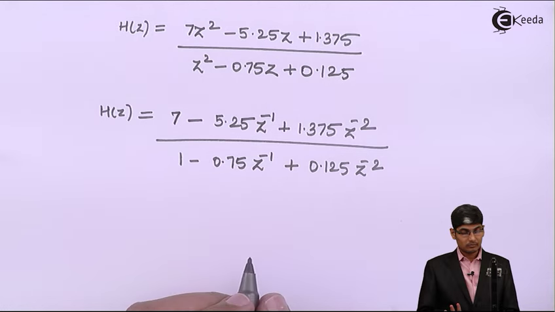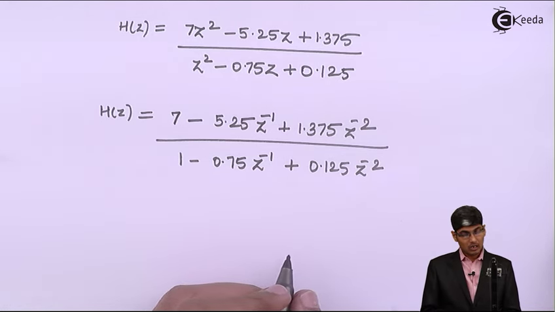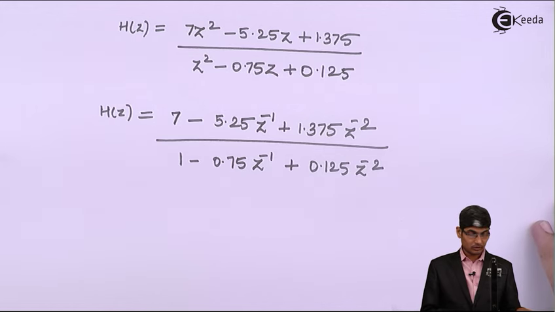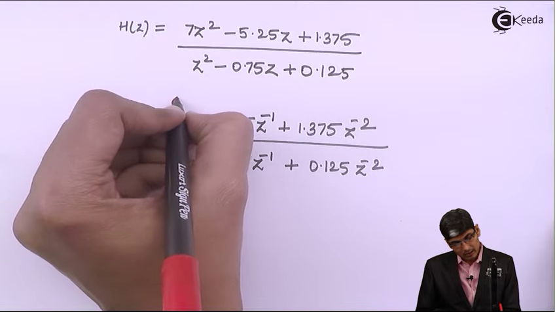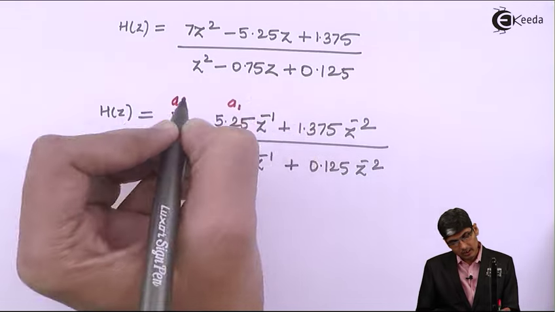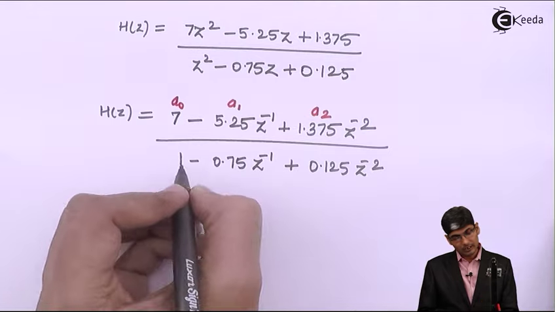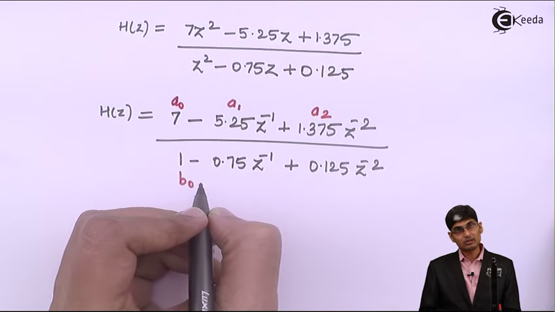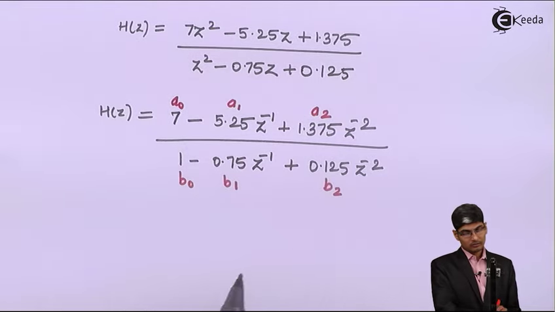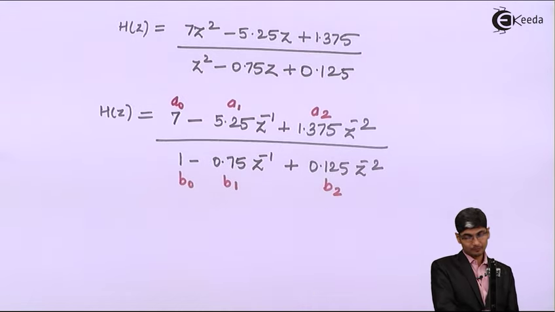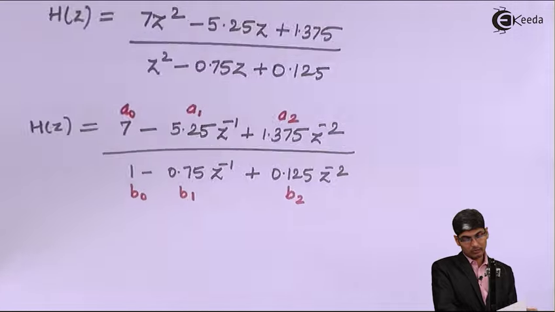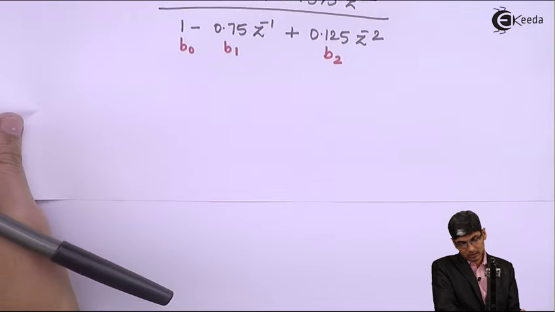Now H of z is done. Now we can proceed for the structure. We know that this is the numerator polynomial, this is my a0, this is my a1, this is my a2, this is my b0. Now as we see that this is my a0, a1, a2, b0, b1, b2, let us now draw the structure. So we know the previous structure, so I will just keep my page so that you can see the things.